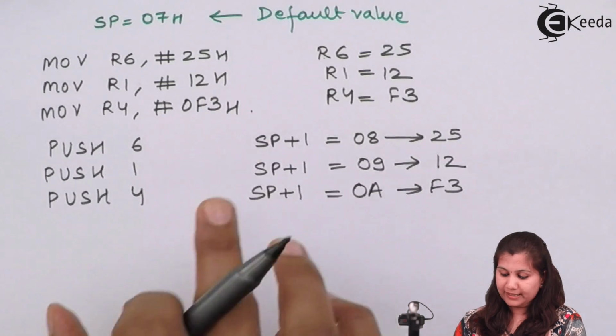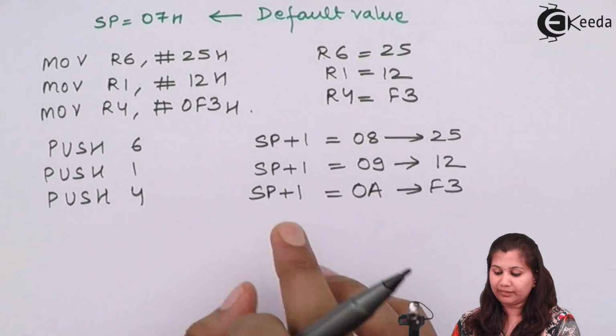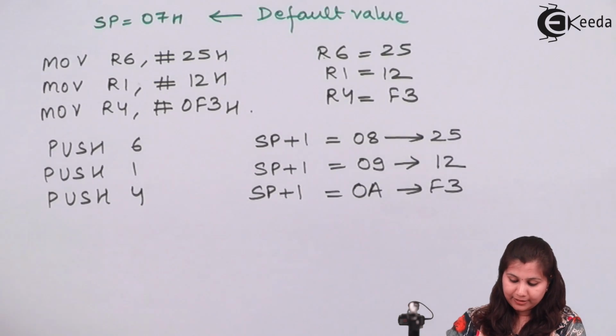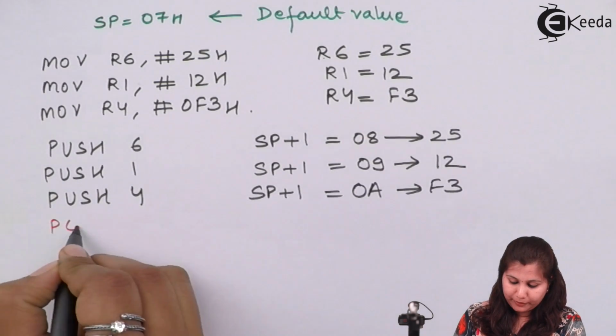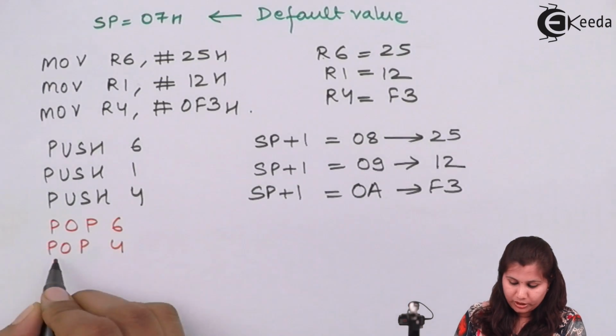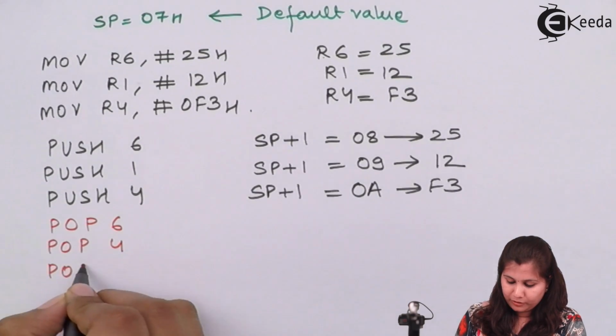The stack pointer is every time incremented by 1 and the contents are stored into the stack. Next, if we are writing here pop 6, pop 4 and pop 1.